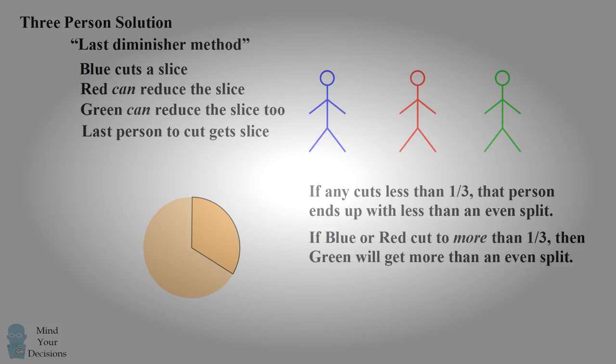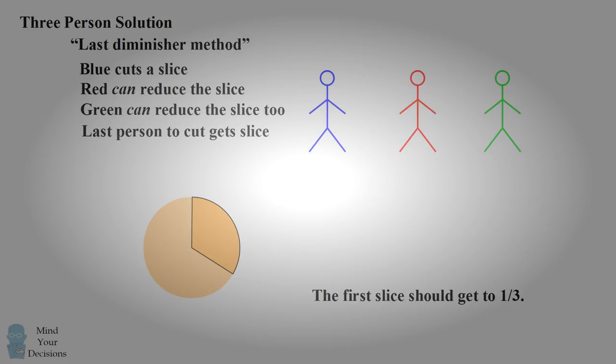But on the other hand, blue or red are not going to want to leave more than 1/3, because if they leave more than 1/3, then green is just going to cut a very thin sliver off the slice and then get more than an even split. So blue or red are actually going to do their best job to make sure the slice gets to be about 1/3, and that's why the first slice is going to be basically 1/3, and it's going to go to whoever cut it last. So let's suppose that red makes it exactly 1/3, and then red gets the slice.